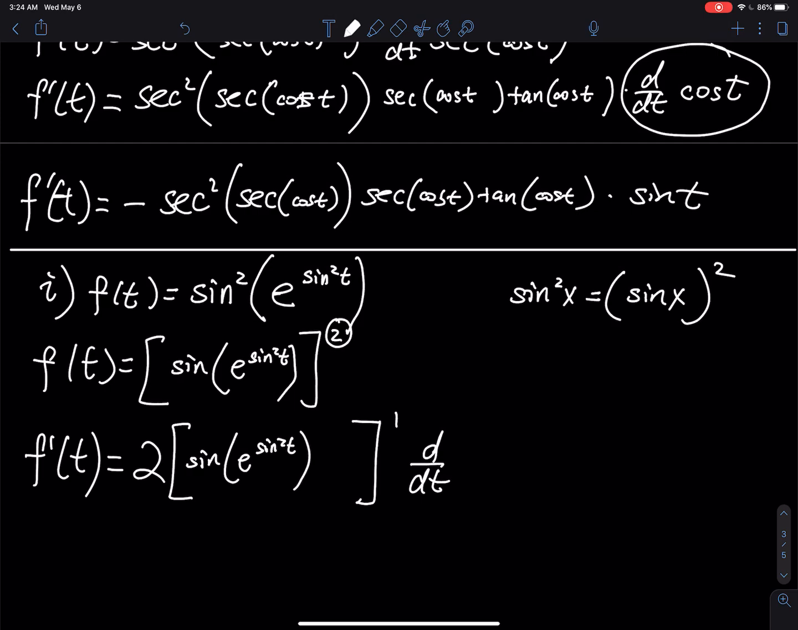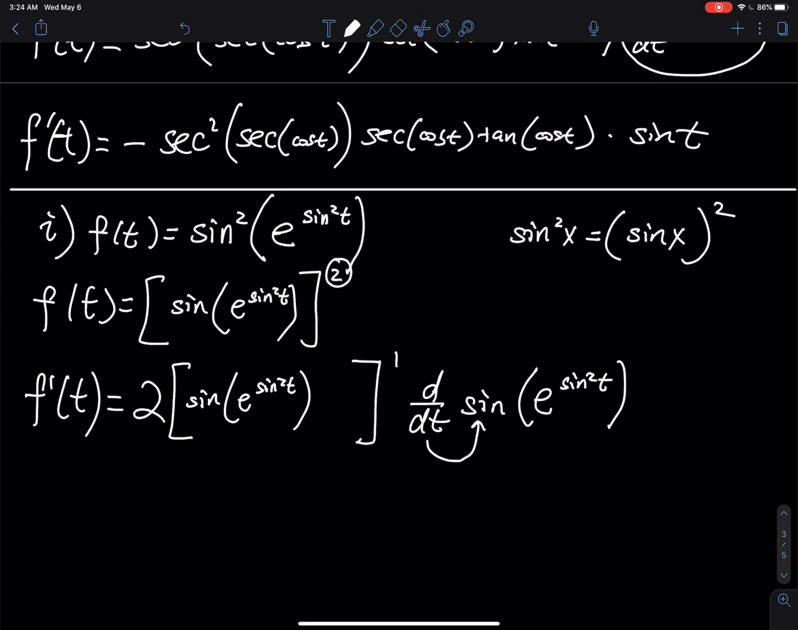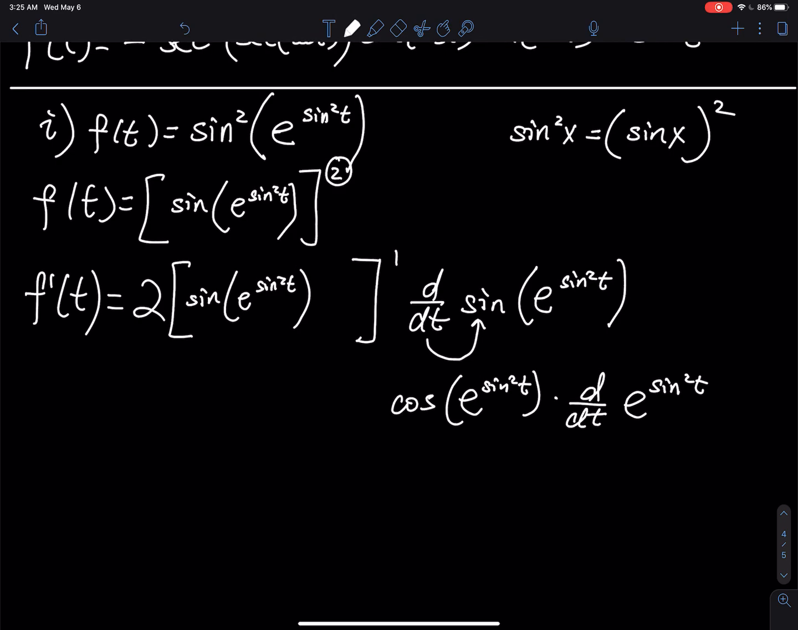So this is the derivative of sine e to the sine square t, and then this derivative applies to the sine, right? So the derivative of sine is cosine. You have e sine square t, and then you take the derivative of the stuff inside the cosine parenthesis, which is e to the sine square t. And then the derivative of that is e to the anything, right? Sine square t, and then you have to take the derivative of this sine square t.